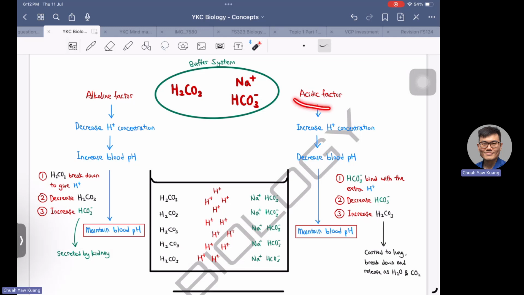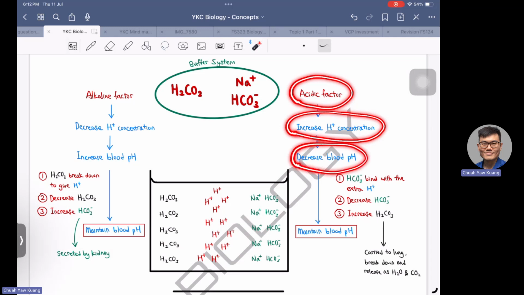So now when there's the presence of an acidic factor, it can be that you are eating too much meat. The digestion of the meat might produce sulfuric acid and phosphoric acid. All of this acid will be the acidic factor that will increase the hydrogen ion concentration in your blood. When it increases the hydrogen ion concentration in your blood, it's definitely going to decrease your blood pH.